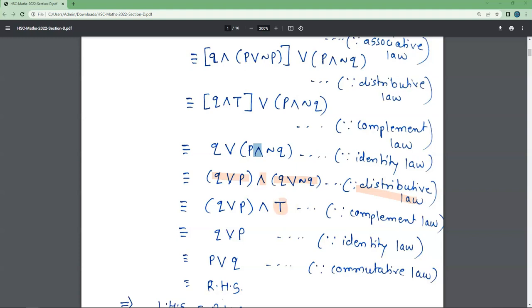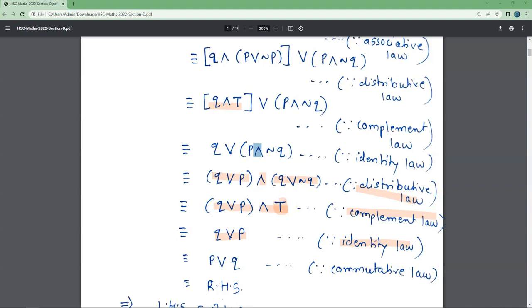Because one of the two will be T. That is what the complement law is, correct? Now, this is T. If this is T and there is an and, then whatever the value of this is, that will be the one, as we saw here, because it is an and. So the value of this proposition depends on this. That is what the identity law is.